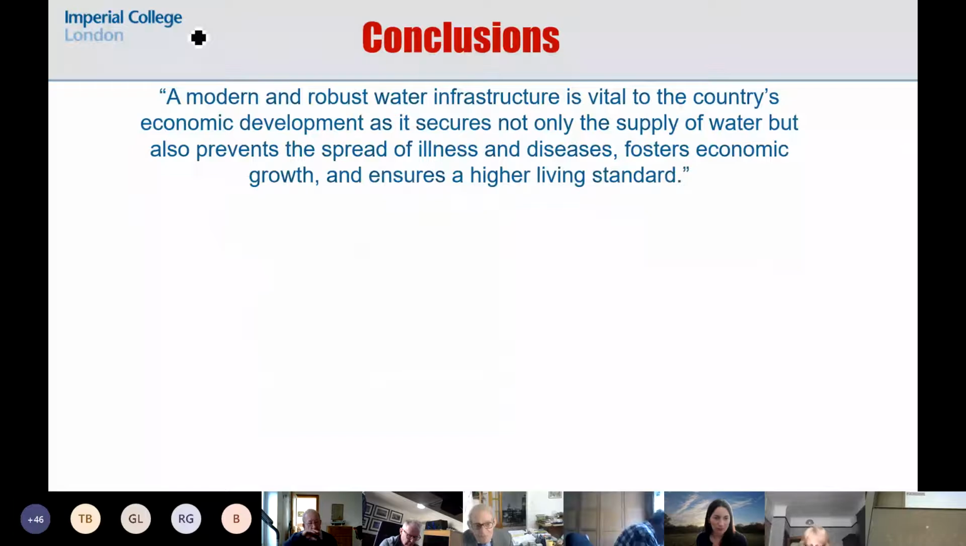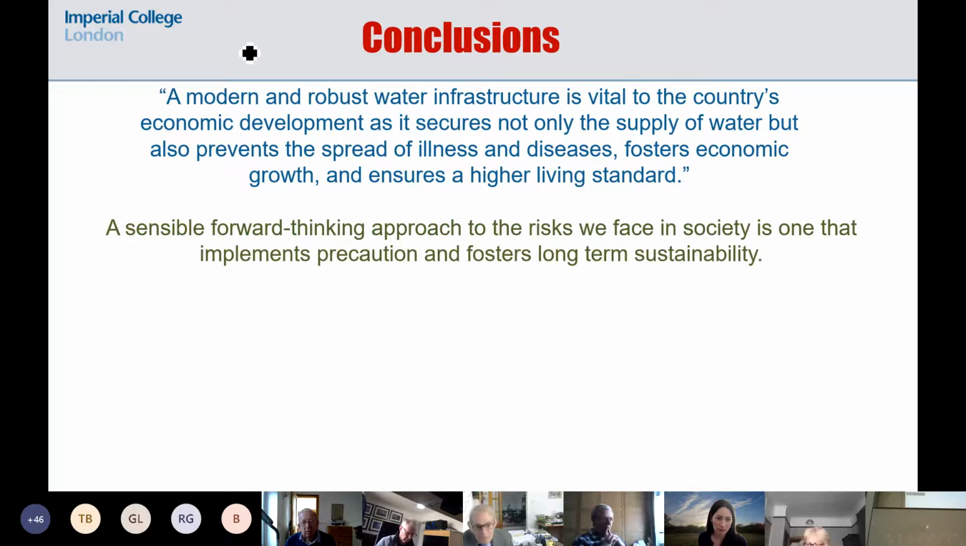But to conclude, I think we need to go back into a system where we appreciate that a robust and modern water infrastructure is part of a country, part of a society, which can develop, foster economic growth and ensure a high quality of living. The water companies, we should really appreciate them for what they have. They should be thinking really forward and thinking about the role of investment in delivering long-term sustainability.